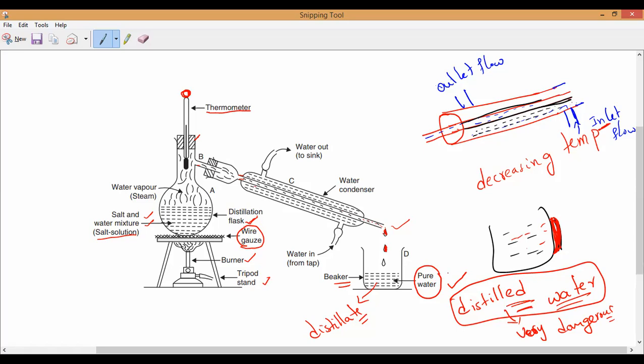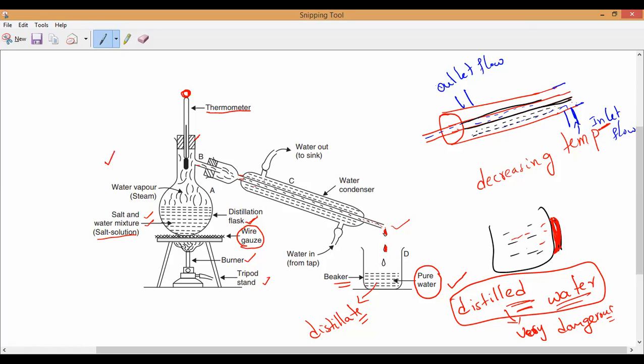When I was in university, we used to prepare distilled water for experiments. Some experiments can be carried out only with distilled water. We used to prepare it ourselves using this distillation setup. Now, I will show you the real experiment.